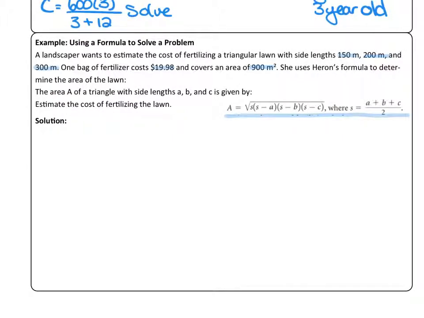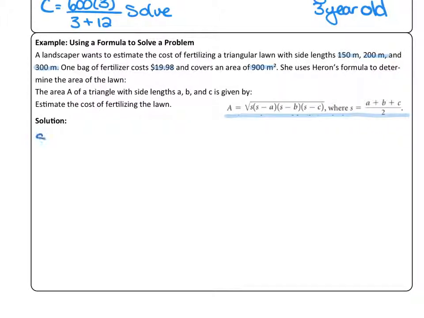And we can easily do this by doing a couple different calculations, and then we'll estimate the cost of fertilizing the lawn. So the first thing, notice in the formula it has a bunch of S's. We don't know what S is, but we can calculate it. A, B, and C are each of the side lengths. So I'm going to calculate that first.